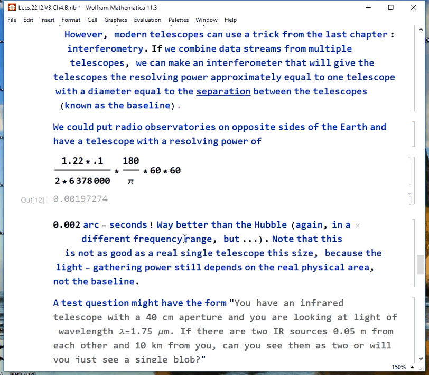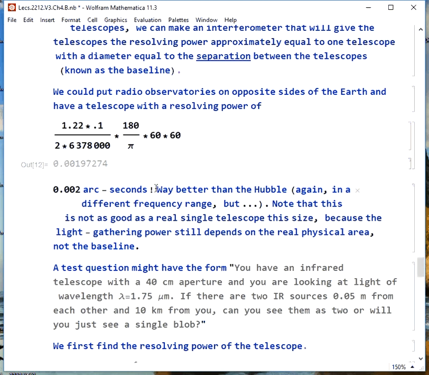Notice this is way better than the Hubble. It's a different frequency range, so it's not a direct comparison, but that's ridiculously high resolving power, and this is not limited by the atmosphere. Now, that's not really as good as a single telescope the size of the Earth, because the light gathering power, or the amount of radiation this thing can catch, does depend on the real physical size and not the baseline.